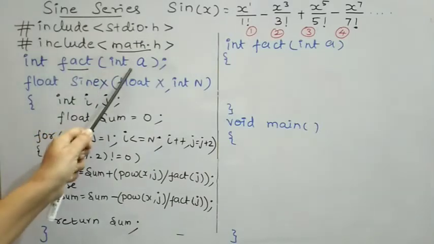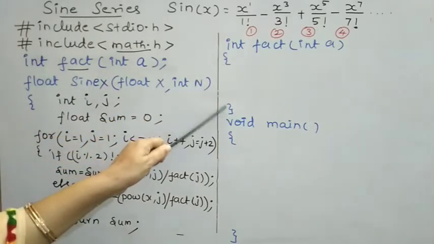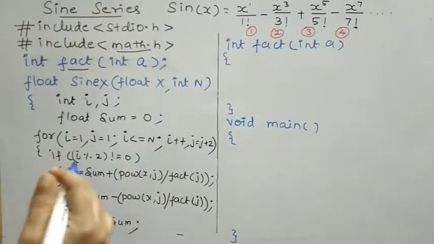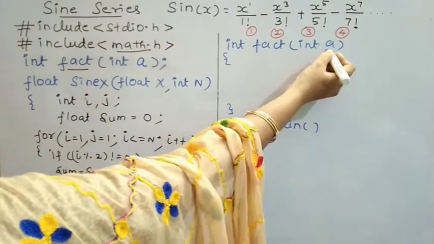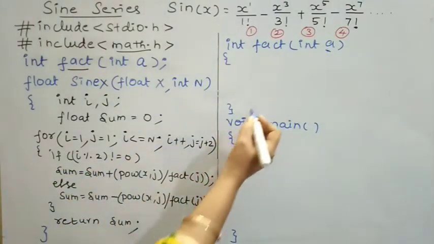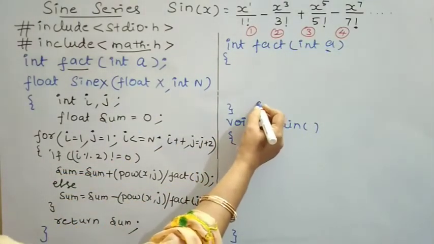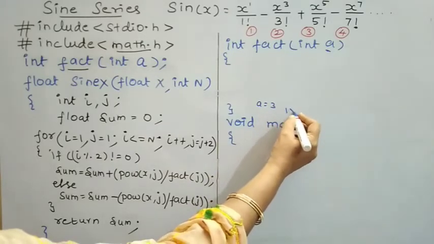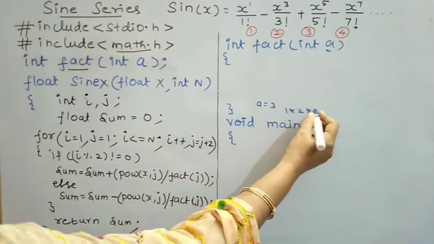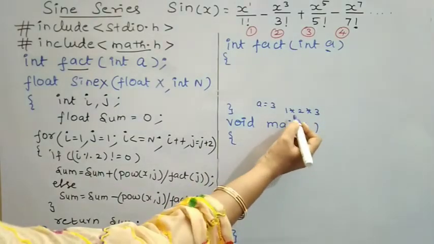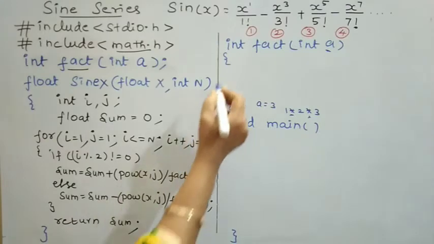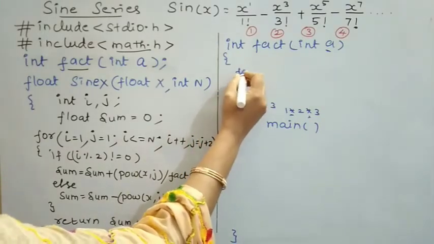This is the declaration of the function. The curly brace to curly brace is the definition of this function. So what is this function fact? It is going to calculate the factorial of the given value, that is a. If a is equal to 3, what is factorial of a? It is 1 into 2 into 3. Repeatedly we are performing multiplication operation. Since I am repeating the operation, I am making use of this for loop.